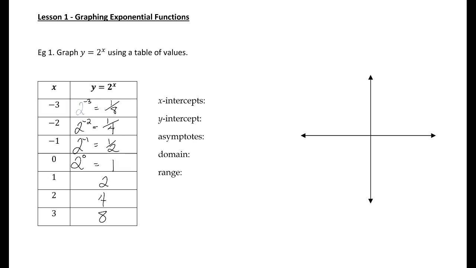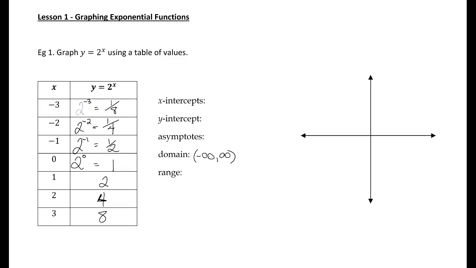So you'll notice that although we have no non-permissible values per se, I can always put a number in for my exponent. There's no restrictions as to what an exponent can be. It can be a fraction, it can be decimal. So I have no restrictions on my domain.